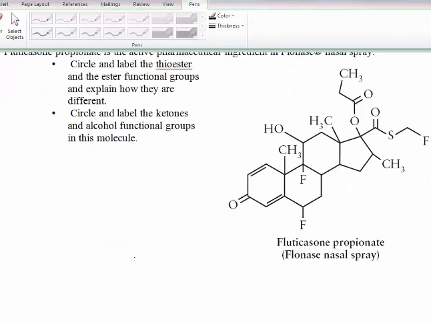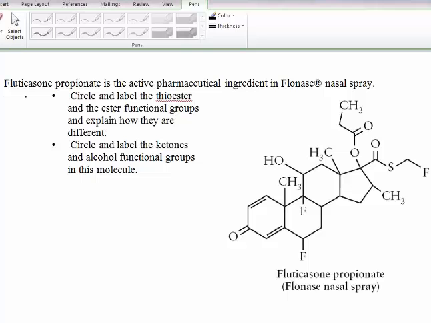So here we have an example of a drug. Fluticasone propionate is the active pharmaceutical ingredient in Flonase nasal spray. We want to circle and label the thioester and the ester functional groups and explain how they are different. So remember that the thioester, we're looking for SR next to a carbonyl. There's only a few carbonyls in the molecule. Here's a carbonyl. Here's a carbonyl. And here's a carbonyl. Which one has an SR group attached to it?